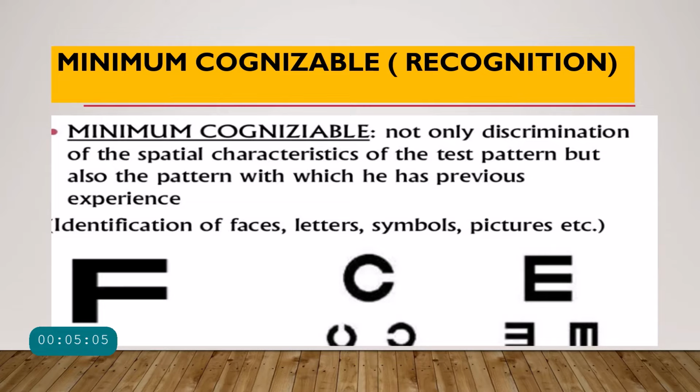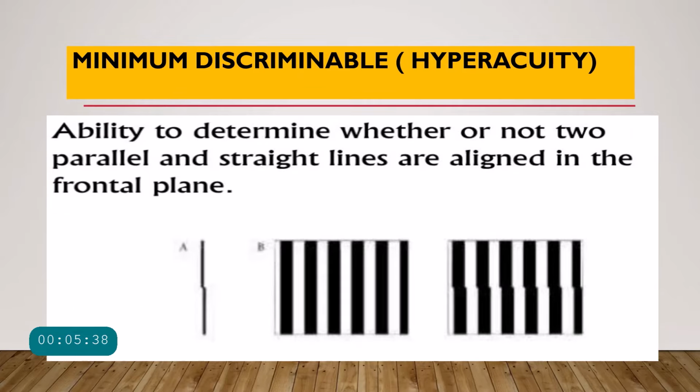Next, once the brain is able to resolve a particular object, it can also recognize it. So when we give the examinee certain familiar objects, like the letters E, A, B, or some symbols, then we are testing the recognizing ability of the patient. That is called minimum cognizable. So not just detection and resolution, but also the recognition ability of the patient is tested during visual acuity. And this is usually not done, and this is called the minimum discriminable.